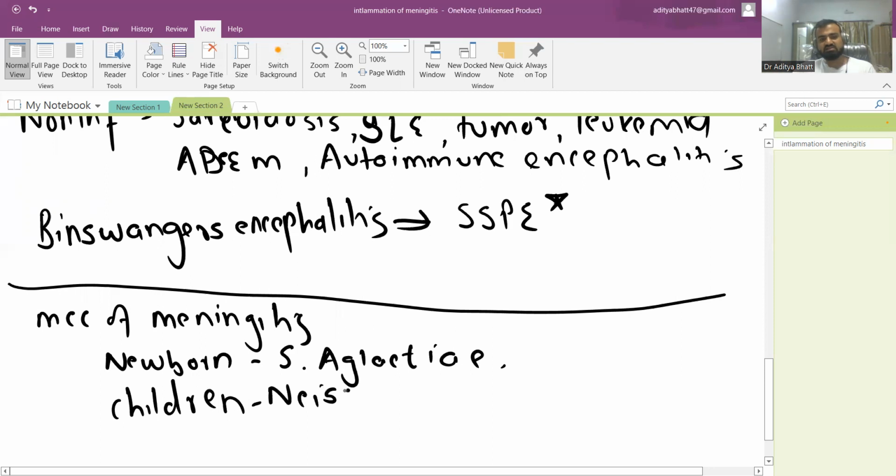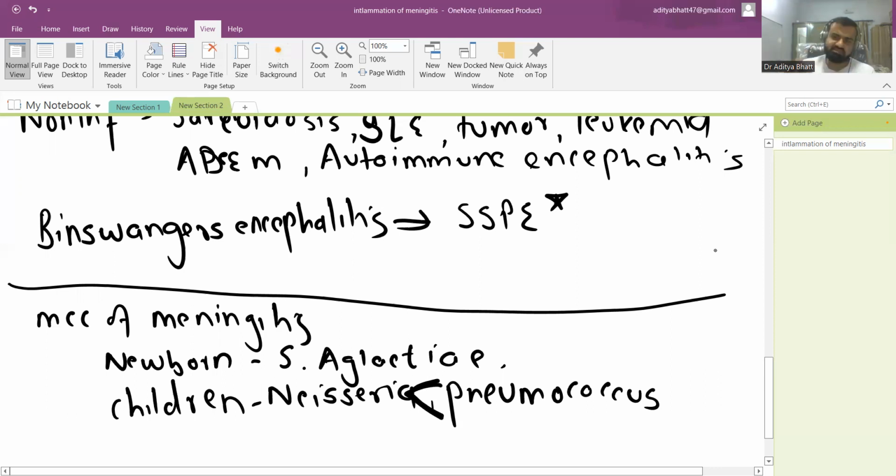Neisseria. In adolescents, again Neisseria is more common, and overall, pneumococcus, Streptococcus pneumoniae, is the most common cause, or the most frequently identified. So if anyone asks you the most common cause of meningitis in the pediatric population, it is pneumococcus. Okay, Neisseria is more seen in the adolescent population. So that you have to remember.